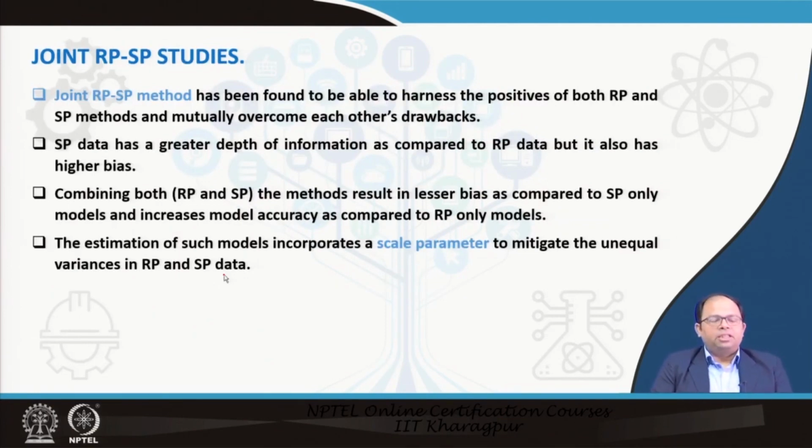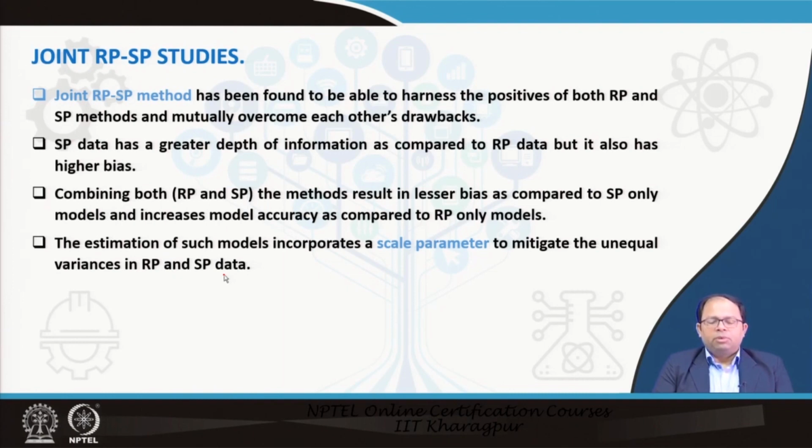Along with RP and SP surveys, we can also have joint RP-SP surveys. We will take both the RP response as well as the SP response, and using a joint RP-SP method of estimation, we can overcome the problems of both RP and SP methods, and harness the best positive parts of these surveys, and we can come out with a more robust estimate.